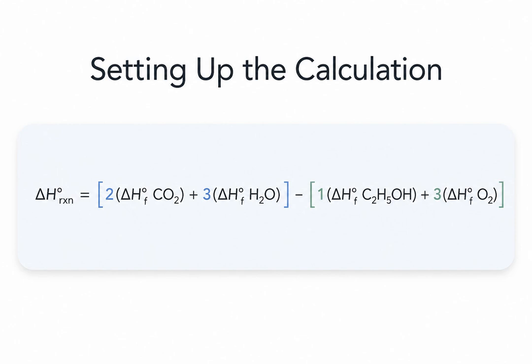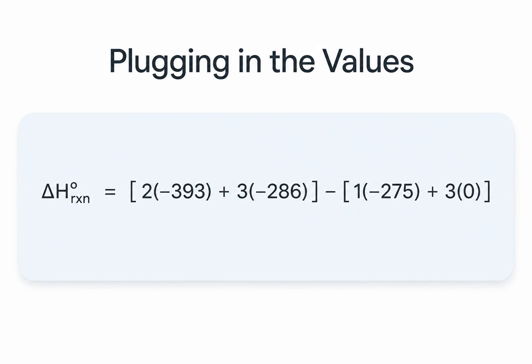We must look at the stoichiometric coefficients from our balanced equation. We have 2 moles of carbon dioxide and 3 moles of water for our products. For our reactants, we have 1 mole of ethanol and 3 moles of oxygen. We multiply the heat of formation for each substance by these exact coefficients. Next, we dive in and substitute the given values.